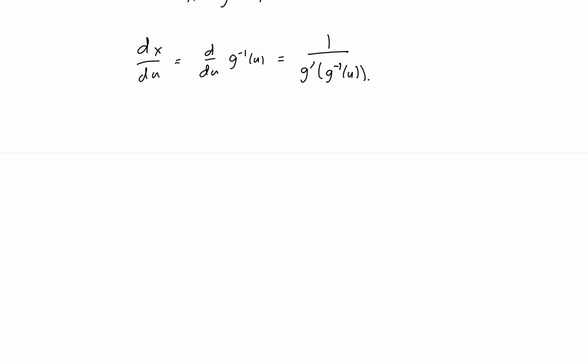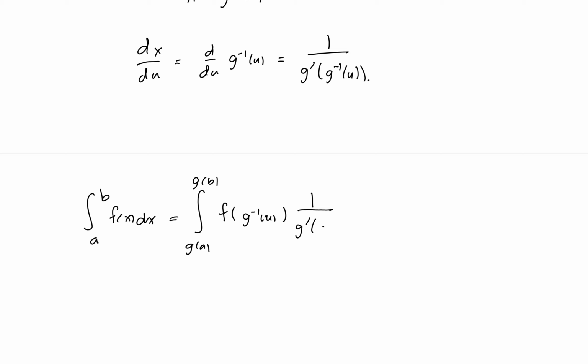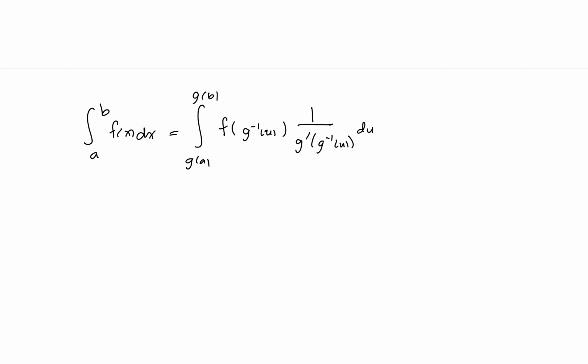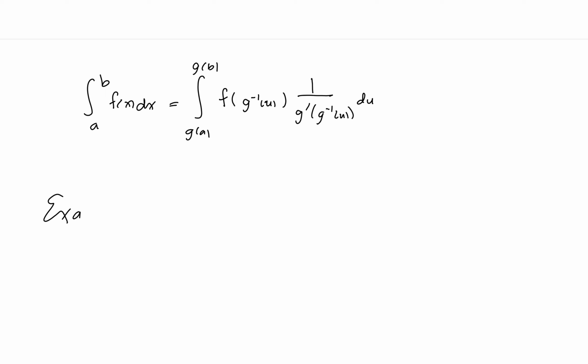So now with all of that in mind, with the Jacobian, if we were to rephrase this in terms of our new language, our new interval is g(a) to g(b), then I have f of g inverse of u, and then the Jacobian, which is 1 over g prime of g inverse of u, du. And now that looks a little weird compared to what we're used to doing for integration by substitution. So maybe let's do an example and see how this translates back.